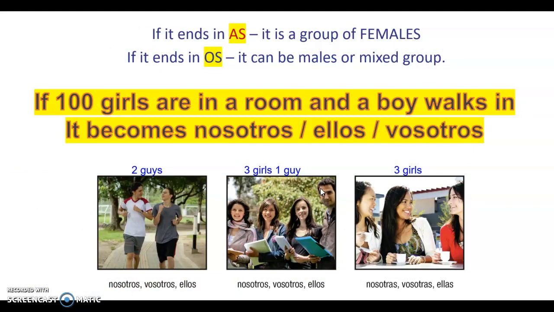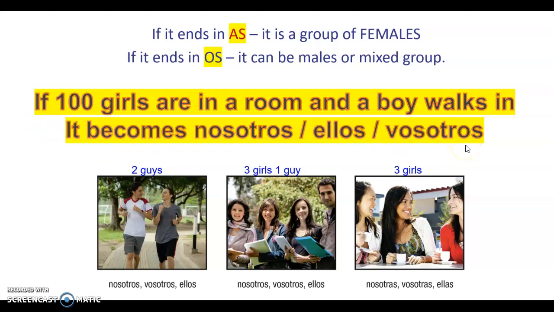So just to clarify, when it has to end in an os or an as. If it's a group of females, it ends in as. If it's a group of males or mixed group, the pronoun ends in os. So if 100 girls are in a room and a boy walks in, it changes to nosotros, ellos, or vosotros.